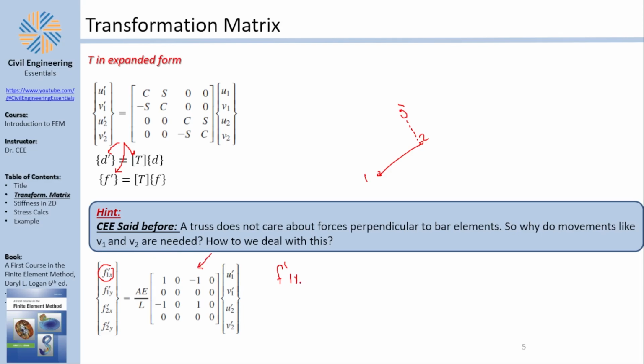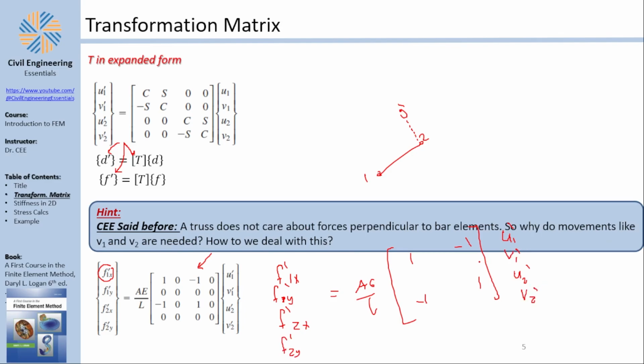Previously, it was F1x and F2x equals AE over L, and then a big matrix with 1, minus 1, minus 1, and 1. And it was multiplied by U1 local and U2 local. This was our old matrix. Now I want to expand it to be a 4 by 4 stiffness matrix. So how do I expand this? I will add a force in the first point in the y, and a force for the second point in the y. This is local. And I will add here a movement local in the y and a movement local in the y.